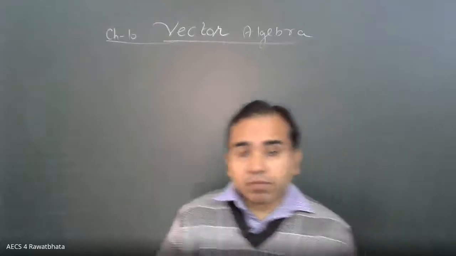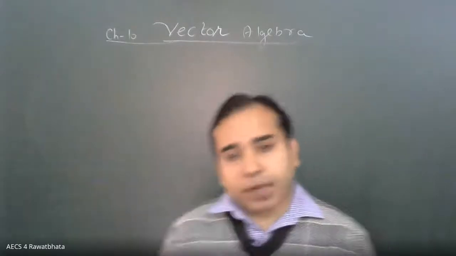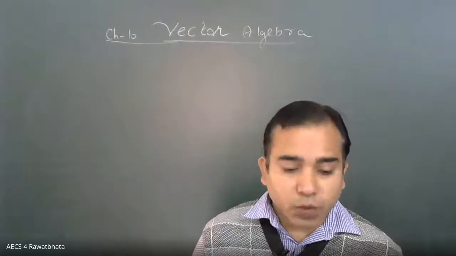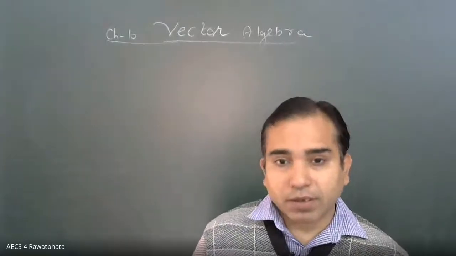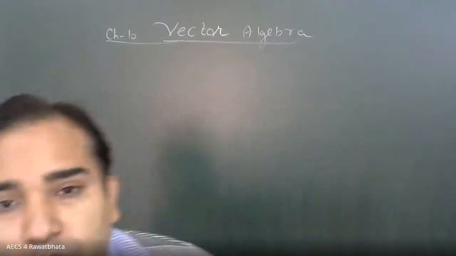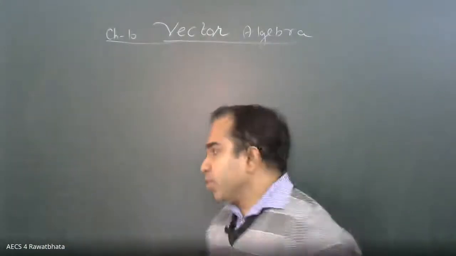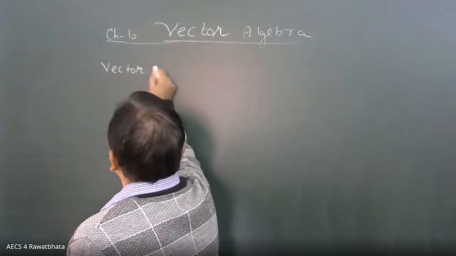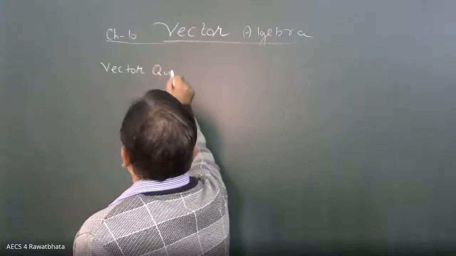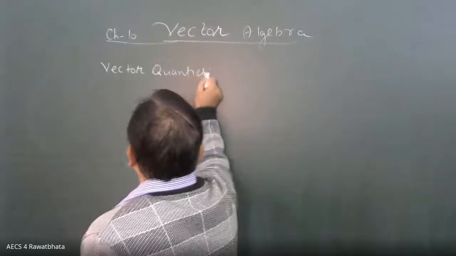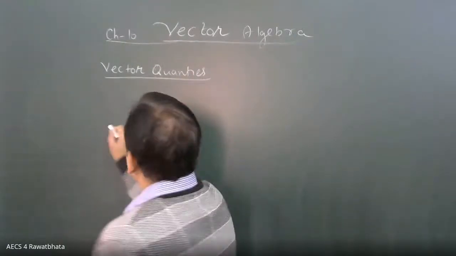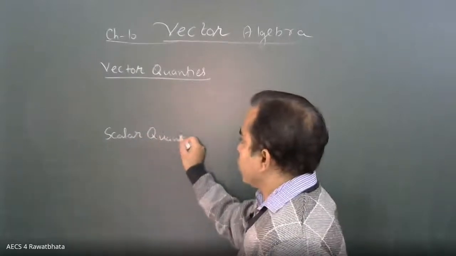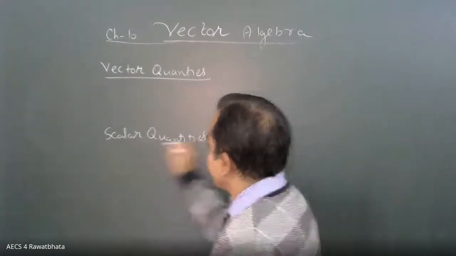And it contains the basics of vectors, right? So first we have to understand what a vector is, and perhaps you must have studied this much earlier. Do you know what vector quantities are? We should understand two things: vector quantities and scalar quantities. So, what are vector quantities, students?